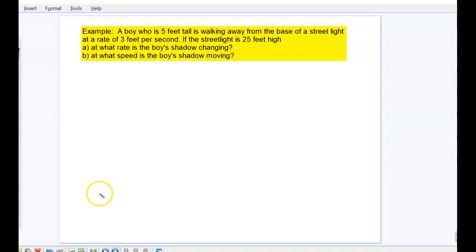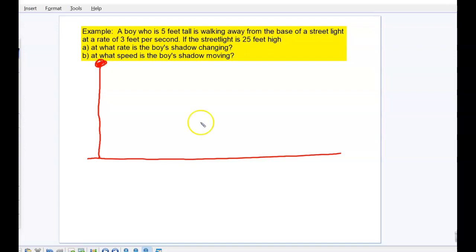So let's come up with a bit of a diagram here. First of all, we have our ground. Here's our street light, and then we have our boy who is walking. The light is shining from the top of the pole, and the shadow is being created on the ground here. We know that the boy is 5 feet tall, and the pole is 25 feet high, and he's walking away from the light post.